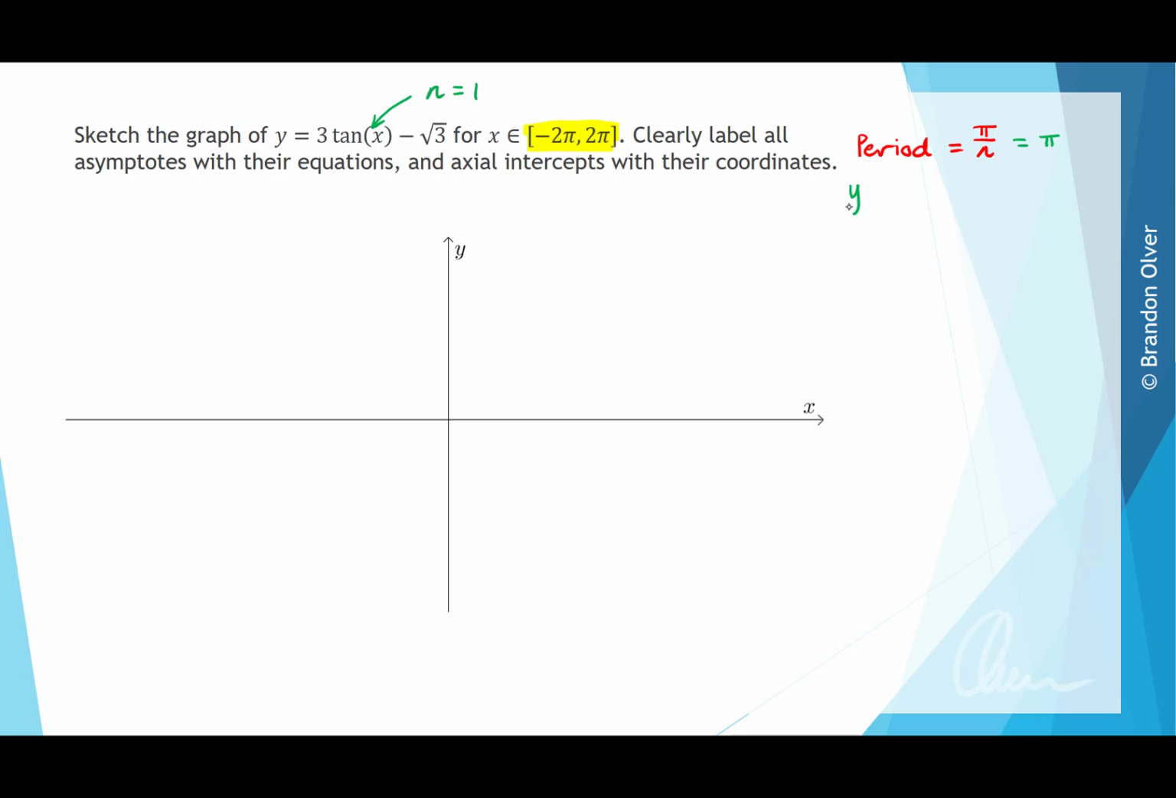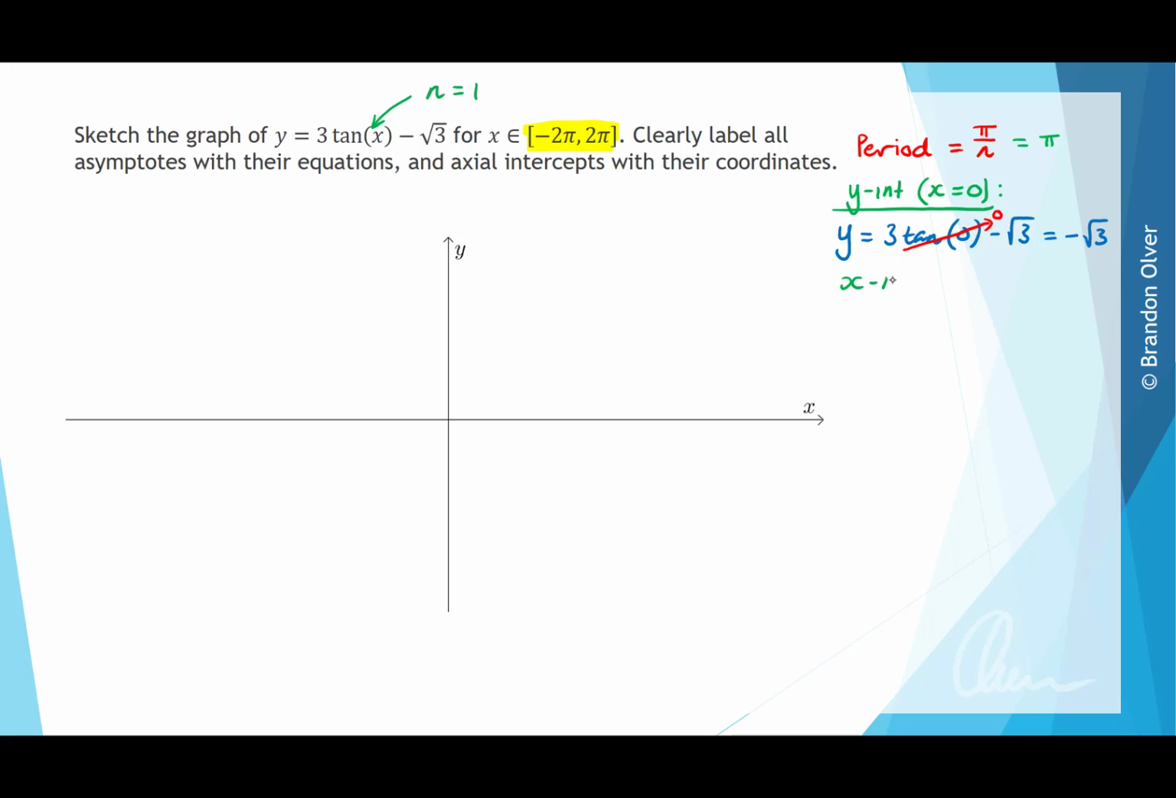So the first thing we're going to find is the y-intercept, and that occurs when x is equal to 0. So y is going to equal 3 times tan of 0 minus root 3. However, tan of 0 is an exact value you should know, and it is 0. Therefore, the y value of the y-intercept is just negative root 3.